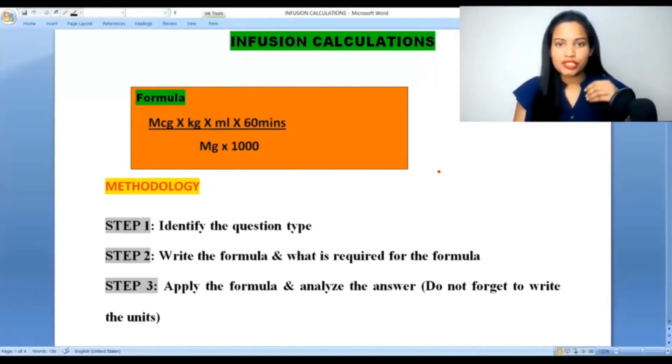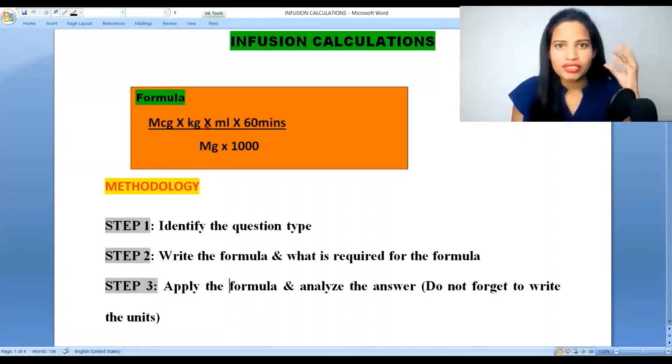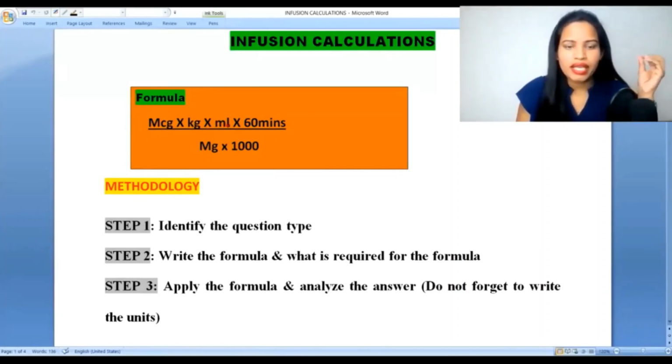The infusion calculations formula is mcg into kg into ml into 60 minutes divided by mg into 1000. This also can be called as mcg, that is micrograms, into kg, the body weight of the person where we are calculating, and ml. What is this ml? How much is there in the stock volume? So this is called as ml. Either you can write ml or you can write stock volume. This is also accepted. Into 60 minutes means per hour only we are calculating in the infusion calculation. So how much ml per hour means 60 minutes we'll be adding there.